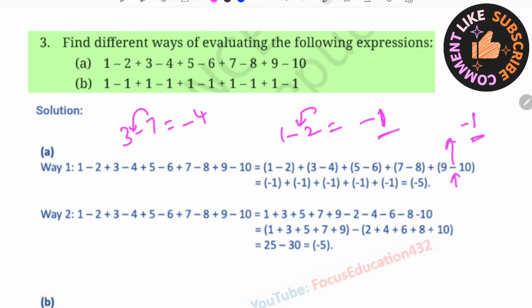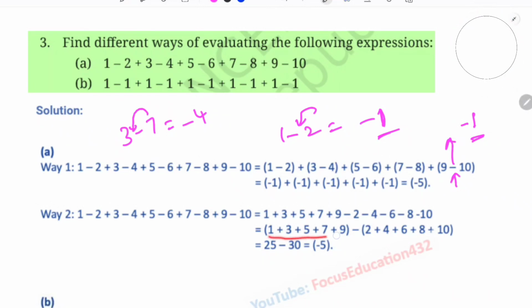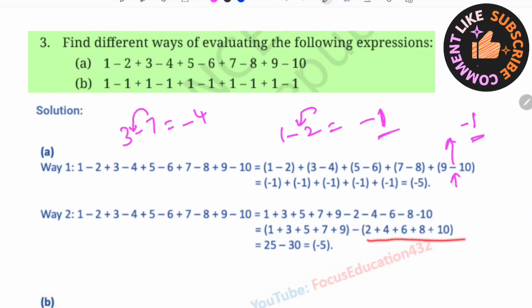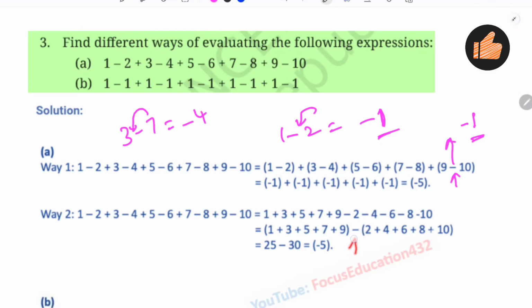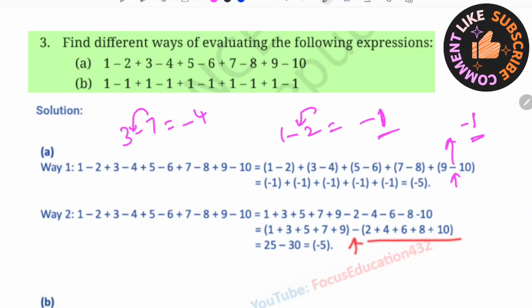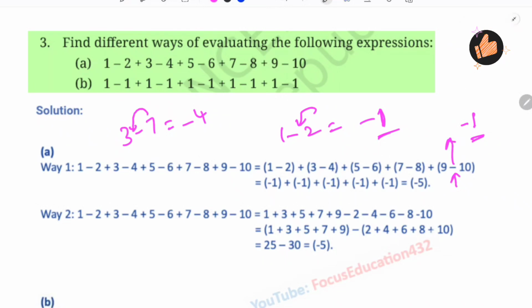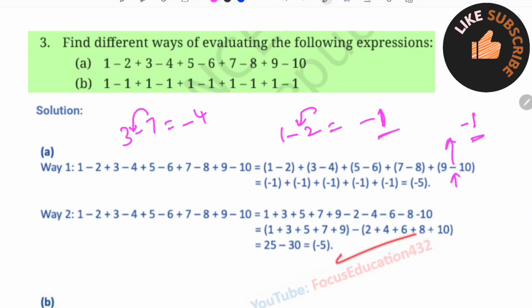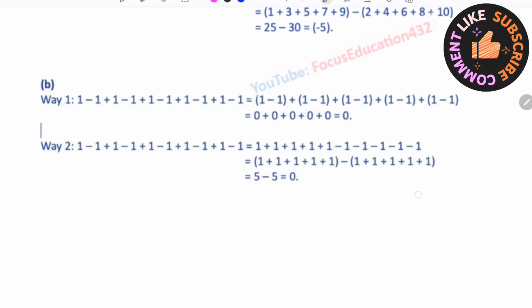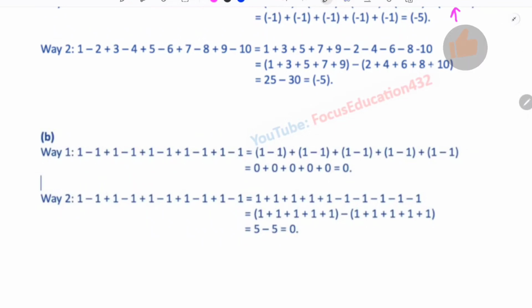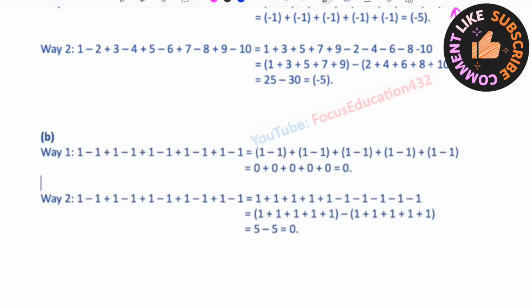So you can write this step in the other way also. All plus together, minus followed by all minus together. Because we are keeping a minus outside the bracket, all this will be minus when we open the bracket. So 25 minus 30, this is minus 5. Now another way also you can do, it's up to you how you want to do. I am just giving two ways here.